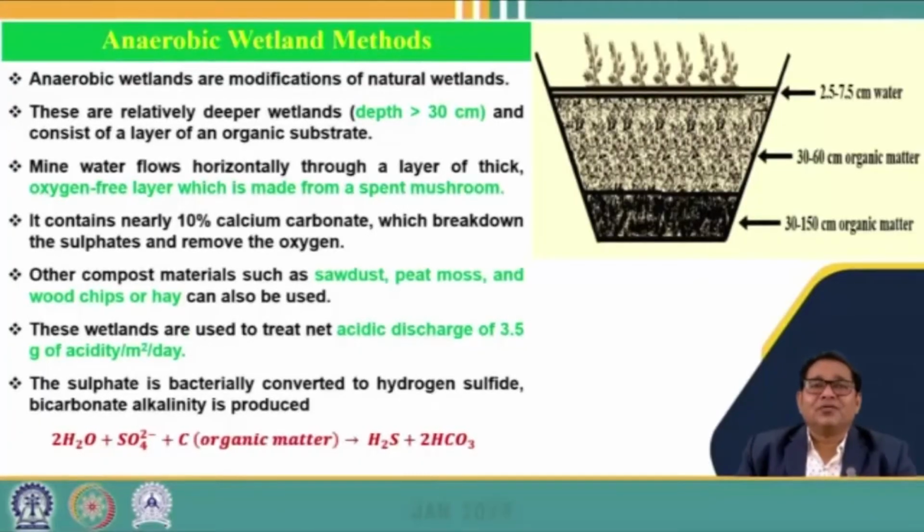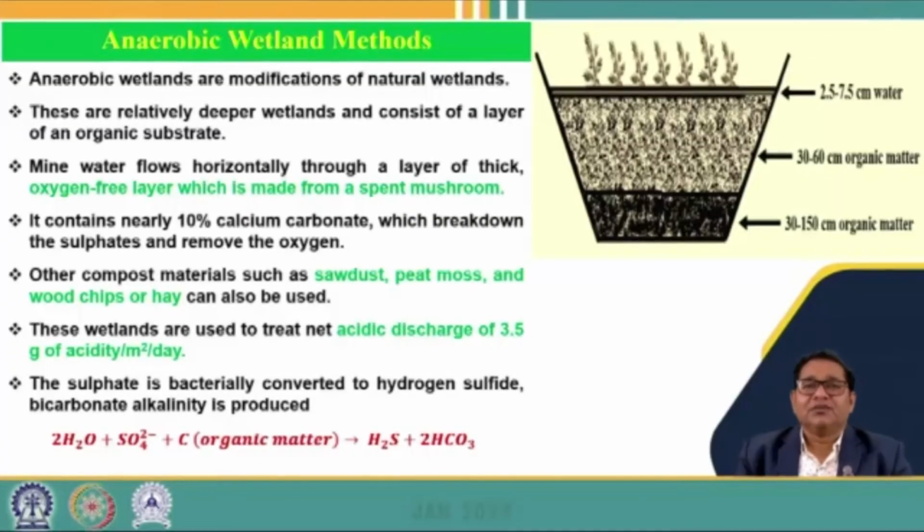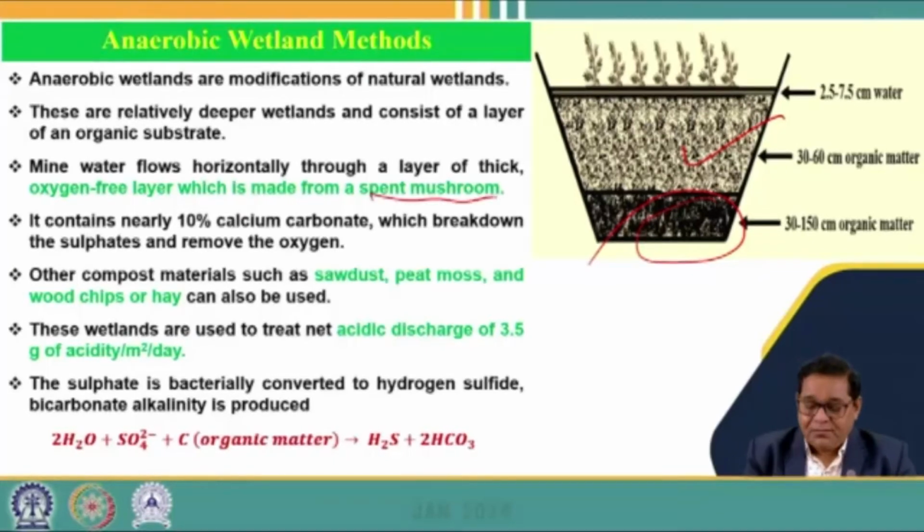So this is the anaerobic treatment system, the anaerobic wetland method. Anaerobic wetlands are basically a modification of the natural wetland system. These are relatively deeper wetland systems and consist of a layer of an organic substrate, and mine water passes horizontally through a thick, oxygen-free layer which is made of spent mushroom compost.